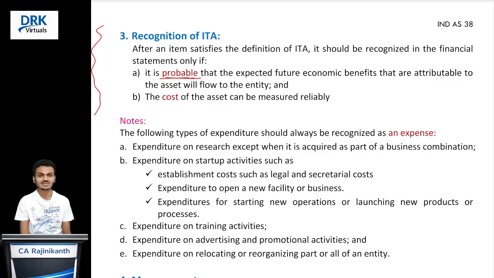I can say that there is more than 50% chance that future economic benefits that arise from that particular intangible asset should flow to the entity, and the cost of that intangible asset can be measured reliably. If these two conditions are satisfied, yes, you pass that journal entry. You recognize that, no problem. Are you clear with this?